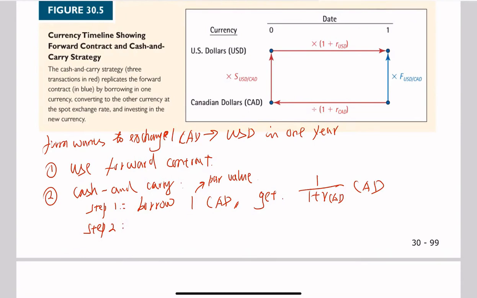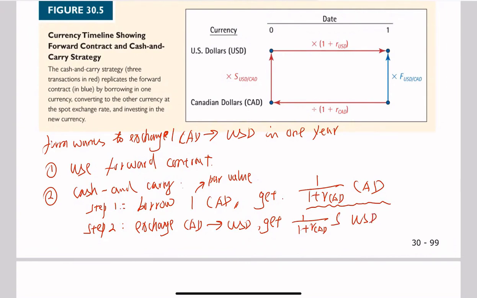Step 2. The firm will exchange the Canadian dollars for US dollars. And because the firm has this amount of Canadian dollars, and let's say the exchange rate is given by S, right? So the firm can get this amount of US dollars.